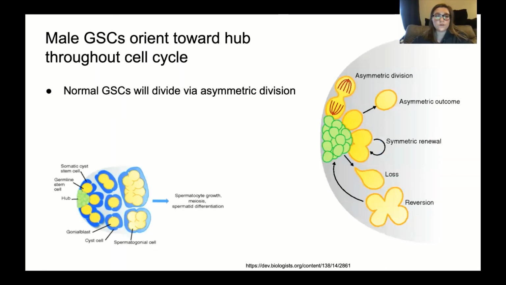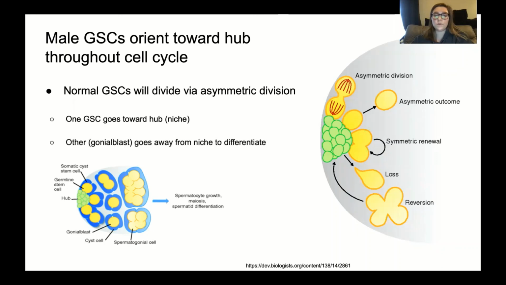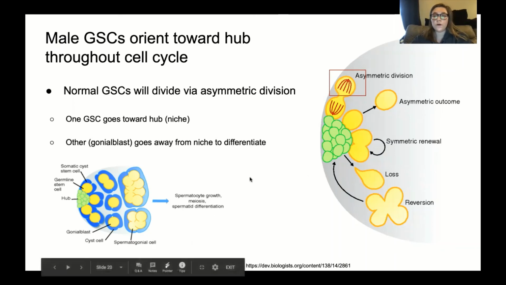So focusing on the first result, male GSCs will divide via asymmetric division. Basically, that means that one will stay toward the hub, highlighted there in the black box, and one gonioblast goes away from the niche in order to differentiate there in the red box. And this diagram down here is just showing an overview of the diagram on the right.